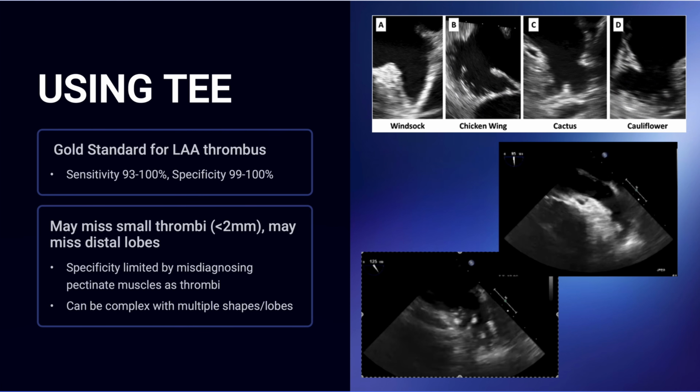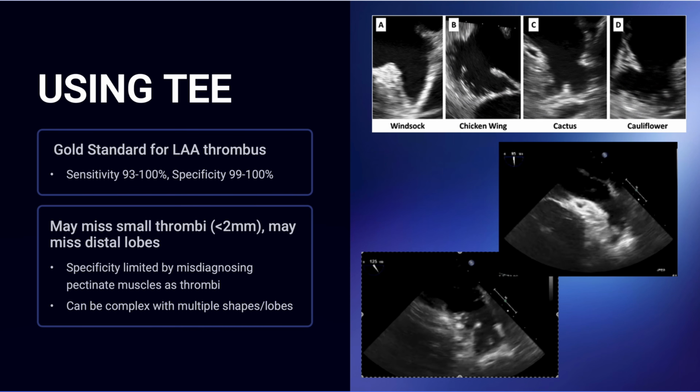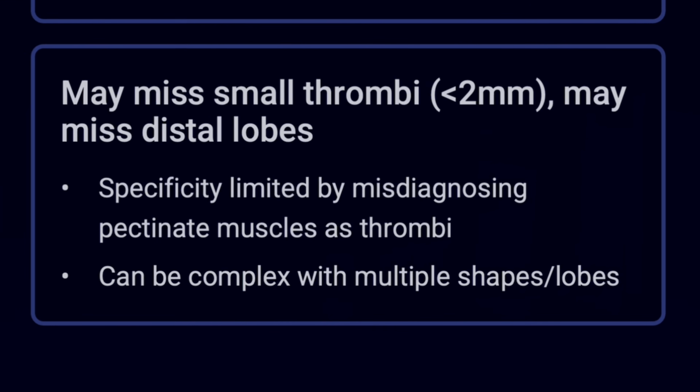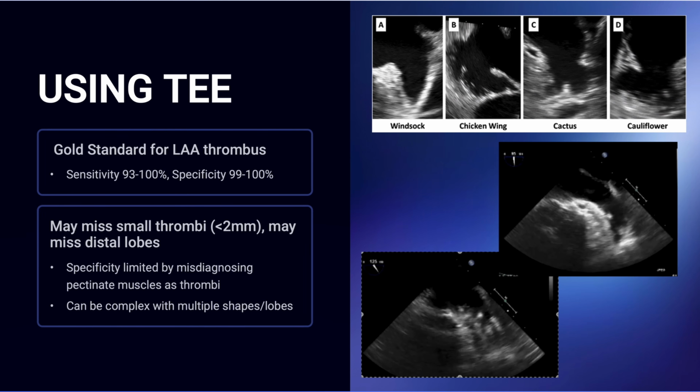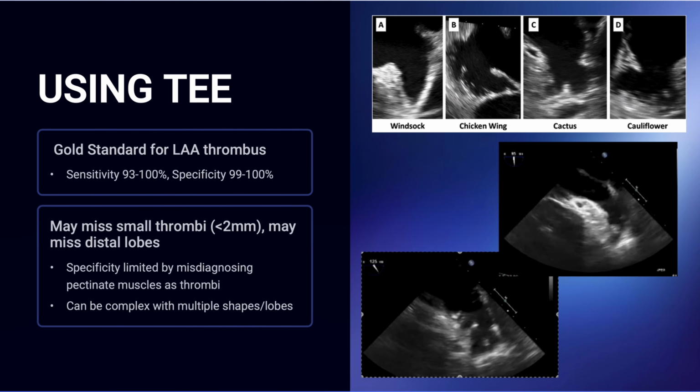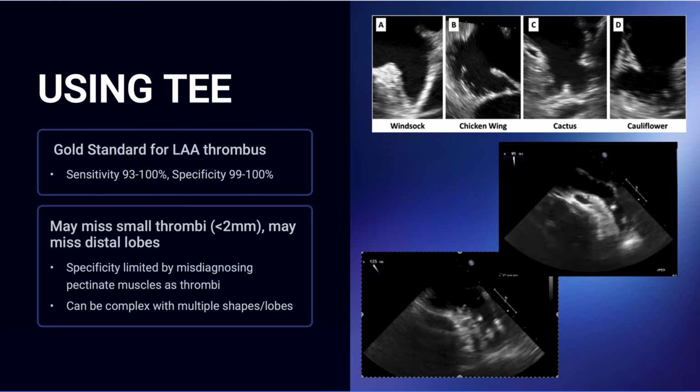There are some areas where TEE is limited as a diagnostic tool. This is when you may have small thrombi, less than 2 millimeters in size, that it may miss, or you have unusual shapes to the left atrial appendage and it can miss distal lobes. And the specificity is limited as well by misdiagnosing large pectinate muscles as thrombi.